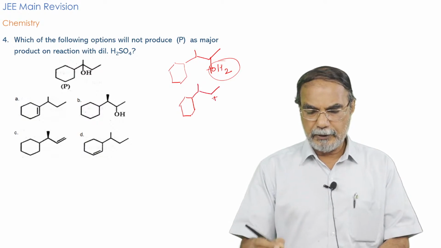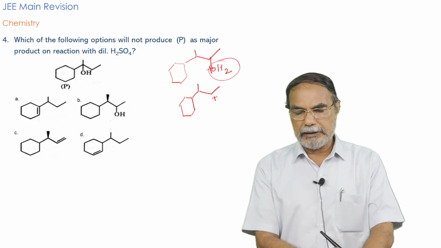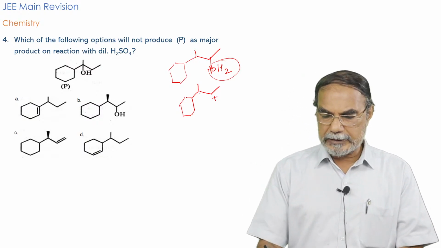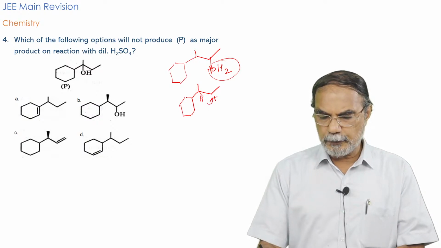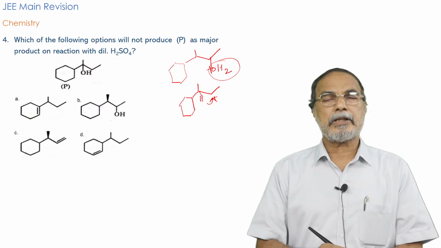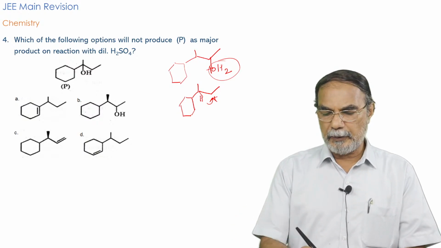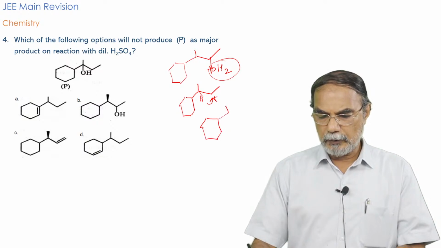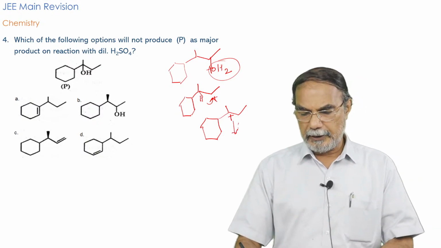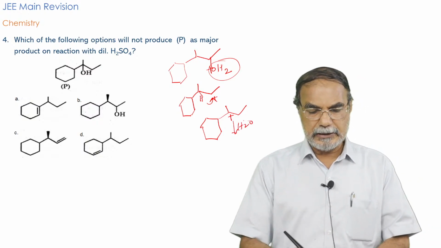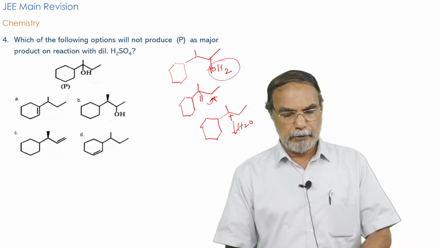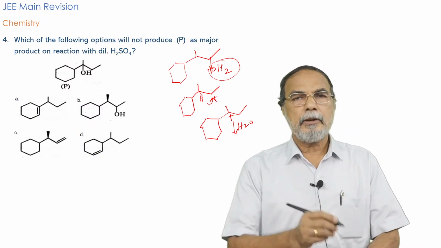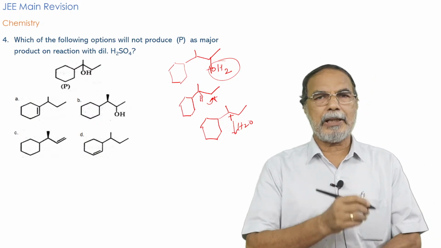At this point, a secondary carbocation is generated, and obviously this hydrogen atom here can again be shifted to this positive charge. That is a 1,2 hydride shift as in the previous example, and you will be getting a more stable carbocation with a positive charge here. And this, on reaction with water, as in the previous case, will generate the compound P. So B also gives P as a product.